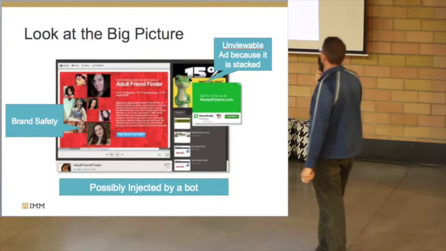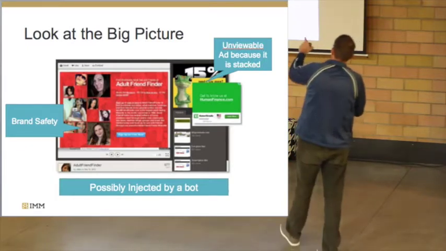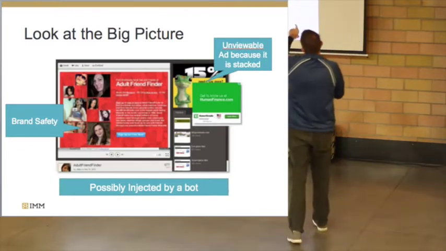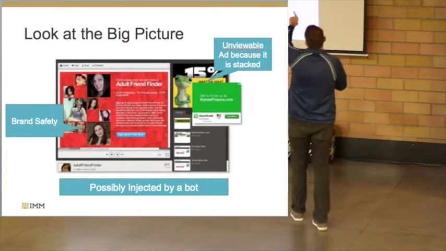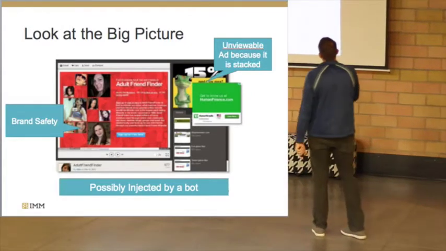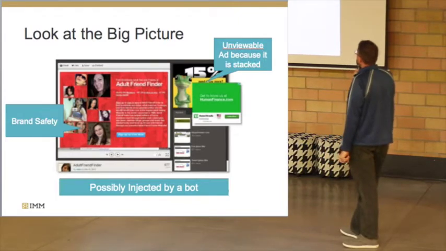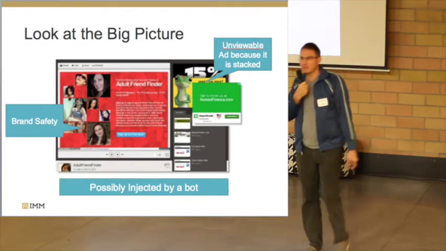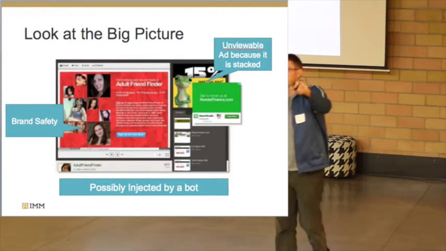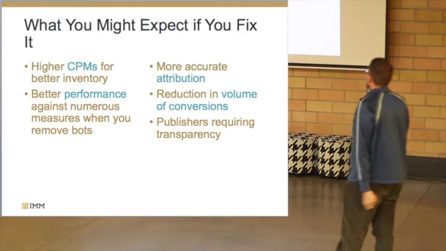Final point, here's a great example. You don't want to be on an adult site. We have stacked ads on the right here, so the ad on the back with the gecko is technically unviewable because it's being covered up by another ad. So Ameritrade gets 100% viewability and Gecko gets 0. And of course, this all can be caused from a bot.